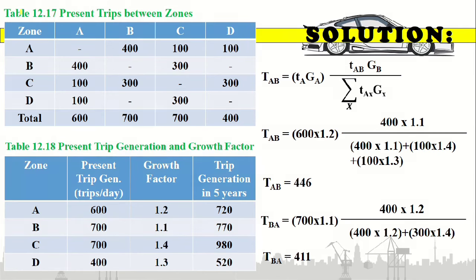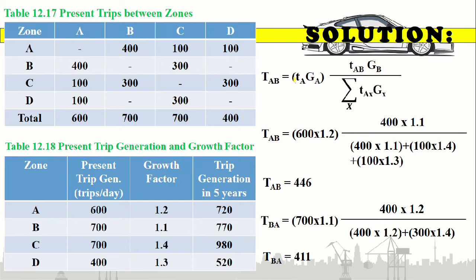So, given here, dito sa Table 12.17 which is the present trips between zones, and dito sa Table 12.18 which is the present trip generation and growth factor, yung mga value dito ay isa-substitute lang natin dito sa Fratar formula.